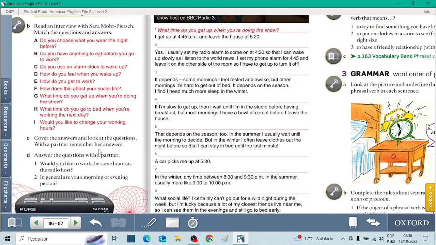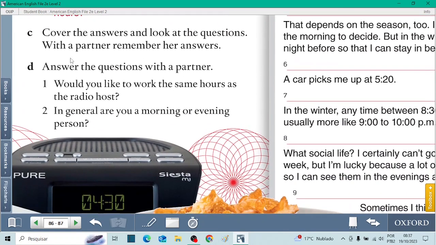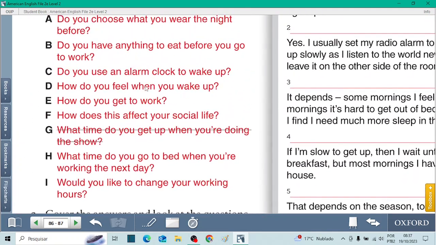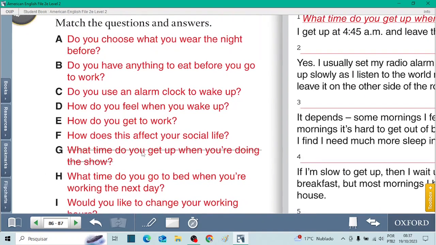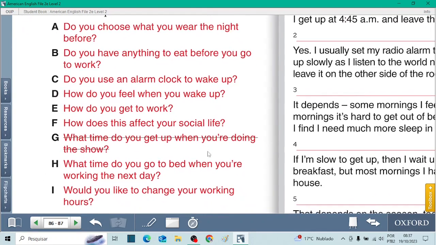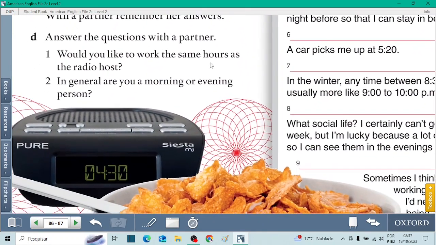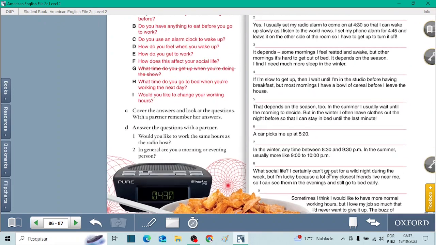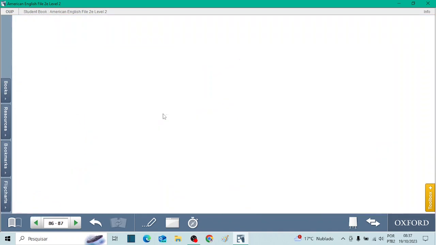Fantastic. Now, in letter C, great. So now cover the answers and look at the questions. You will try to remember her answers. Okay, so look at these questions here. Can you remember Sarah's answers? Fantastic. In letter D, answer the questions below. That's great. So now let's move on to page 87.